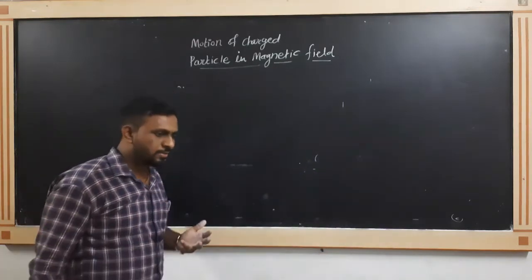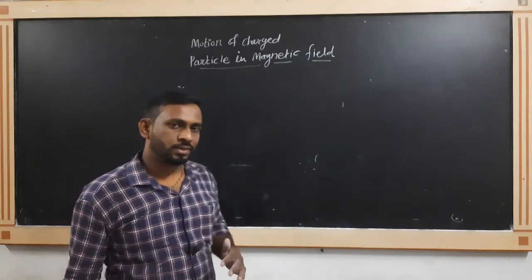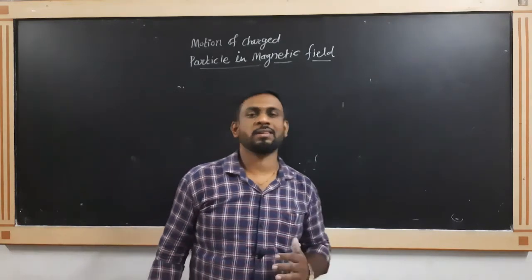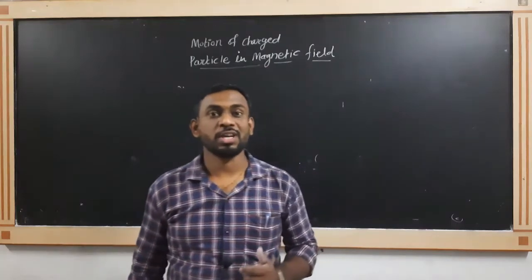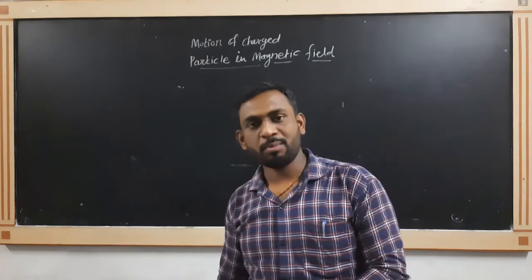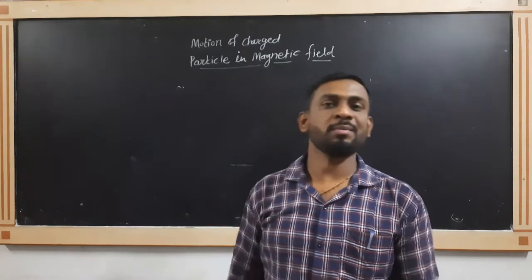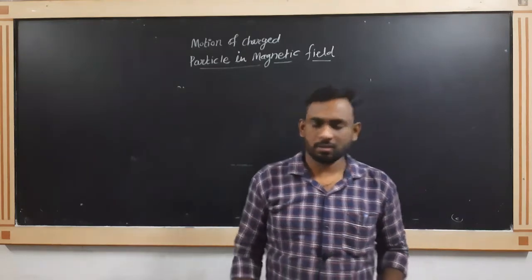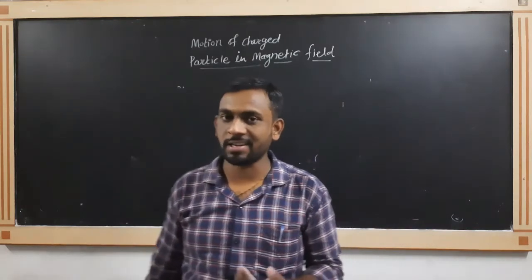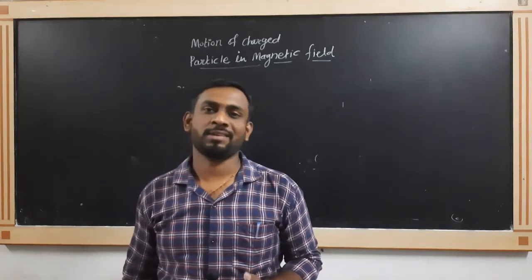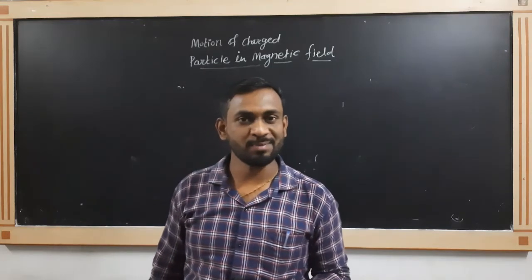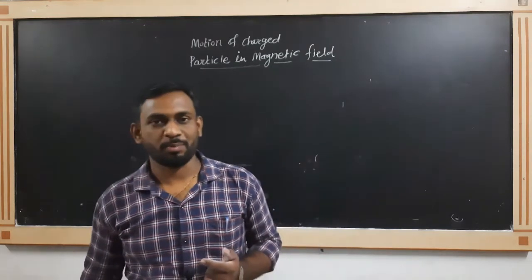But my question is, suppose you apply the magnetic field making a certain angle with the motion of the charged particle, so the angle between B and V is between 0 and 90. If I take the angle theta as 60 degrees, what is the effect of this magnetic field on the motion of the charged particle? So this is our today's topic.